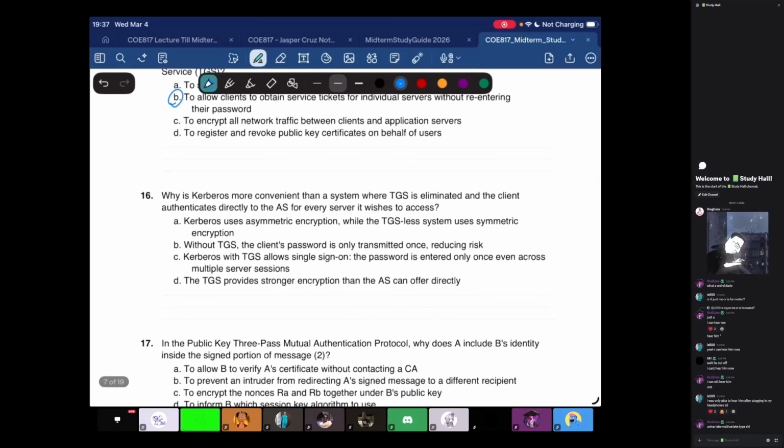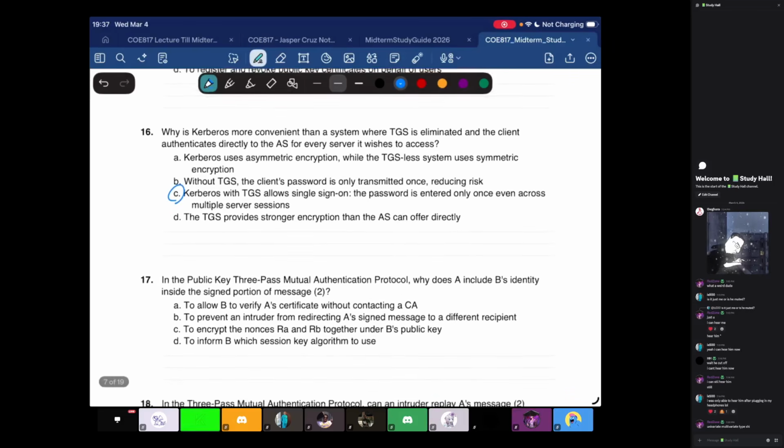Why is Kerberos more convenient than a system where TGS is eliminated and the client authenticates directly to the AS for every server it wishes to access? Once again, carrying on from the previous question, Kerberos with TGS allows single sign-on. The password is entered once, even across multiple server sessions, as the Kerberos authentication server will be managing these tickets to authenticate you and the server together, or to allow you to communicate.